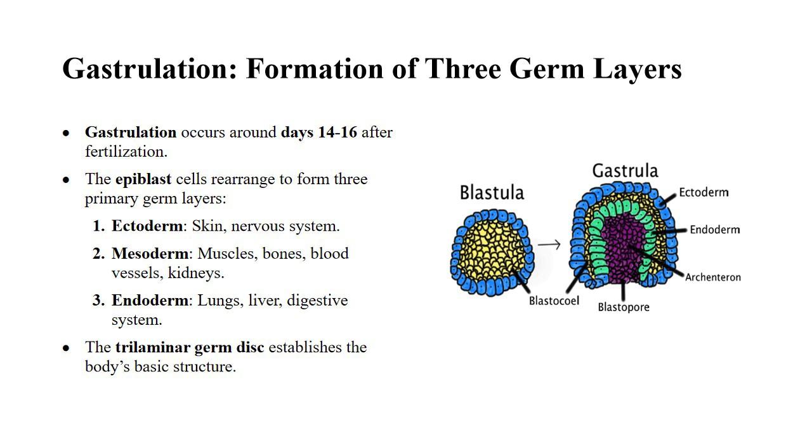Ectoderm forms the skin, nervous system, brain, spinal cord, and other structures like hair and nails. Mesoderm forms muscles, bones, heart, blood vessels, kidneys, and reproductive organs. Endoderm forms internal organs such as the lungs, liver, pancreas, and gastrointestinal tract. Gastrulation results in the formation of the trilaminar germ disc, marking the establishment of the body's basic structural plan.